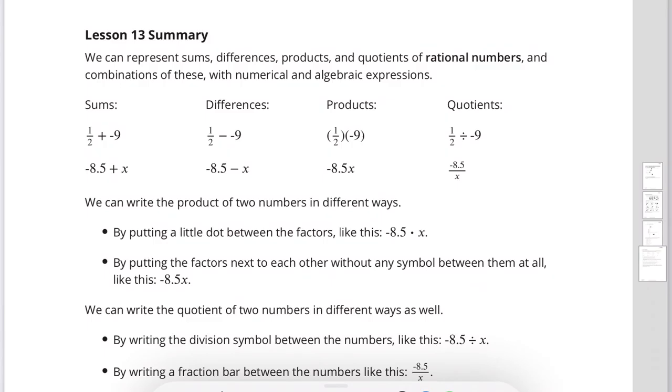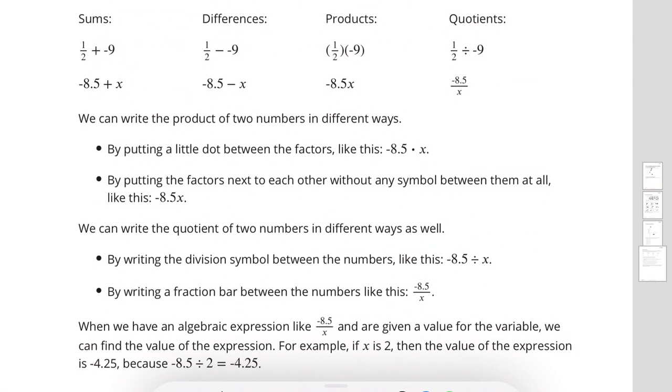Lesson 13 summary. We can represent sums, differences, products, and quotients of rational numbers and combinations of these with numerical and algebraic expressions. We can write the product of two numbers in different ways by putting the little dot between the factors. So negative 8.5 times x. Or we can just put them next to each other without any symbol, and it still would mean multiply. So negative 8.5x means negative 8.5 times x.